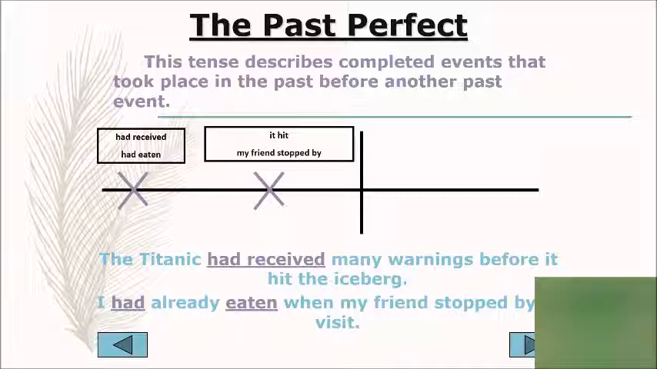Let's have a look at the two sentences. The Titanic had received many warnings before it hit the iceberg. It means that before the Titanic hit the iceberg, it had received many warnings. The fact of receiving the warnings comes before hitting the iceberg. Or the second sentence, I had already eaten when my friend stopped by to pay me a visit. So when my friend stopped by, I had already finished eating.